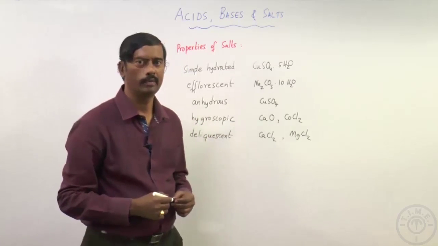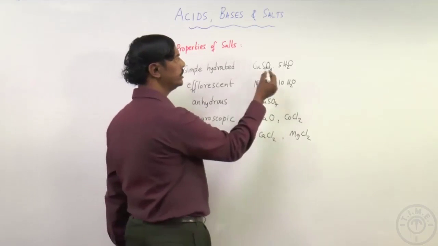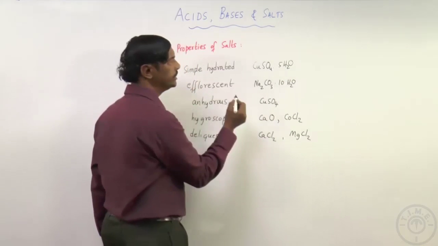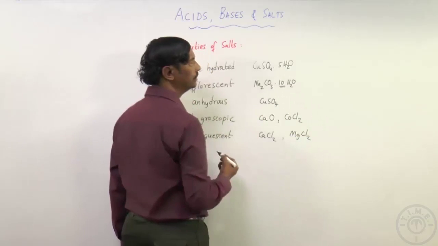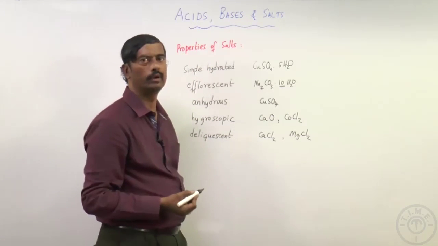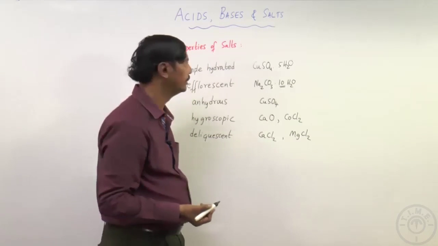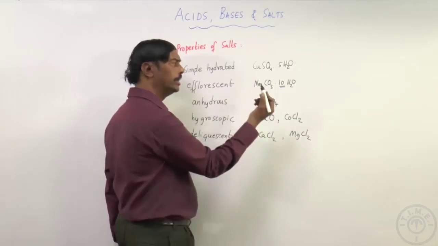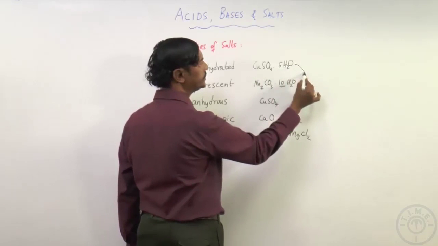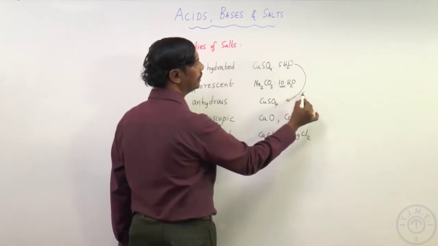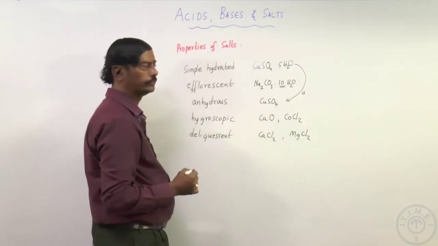The simple hydrated we have already seen, copper sulfate 5H2O, that is blue vitriol. Efflorescence will happen through the decahydrate losing 9 units of water and becoming a monohydrate, and that monohydrate on heating will turn into anhydrous. Anhydrous part, we can simply heat this pentahydrate and then get the anhydrous part.